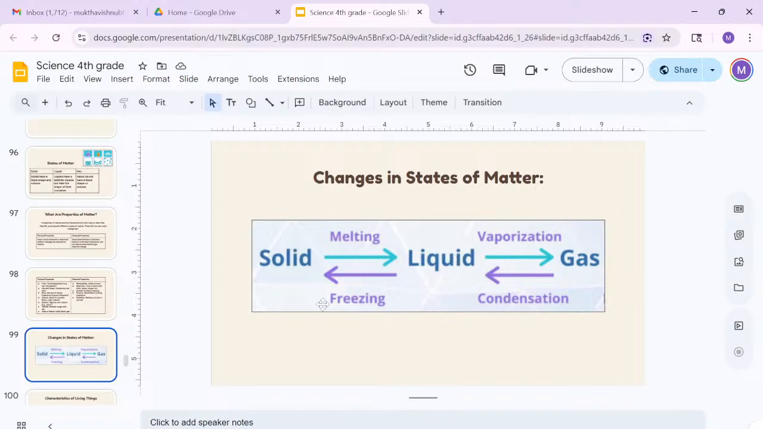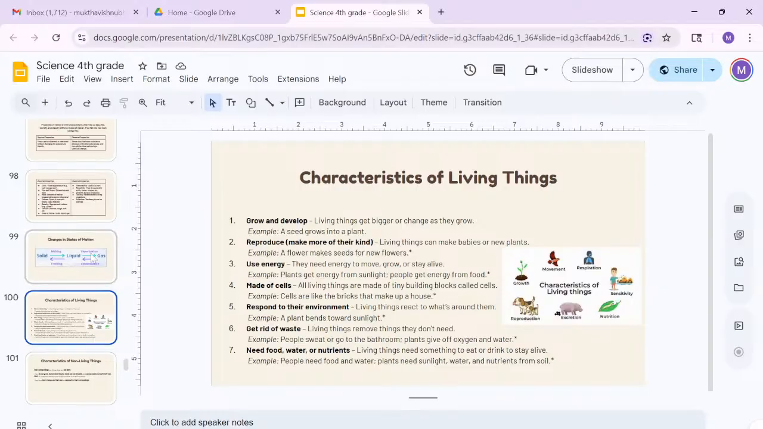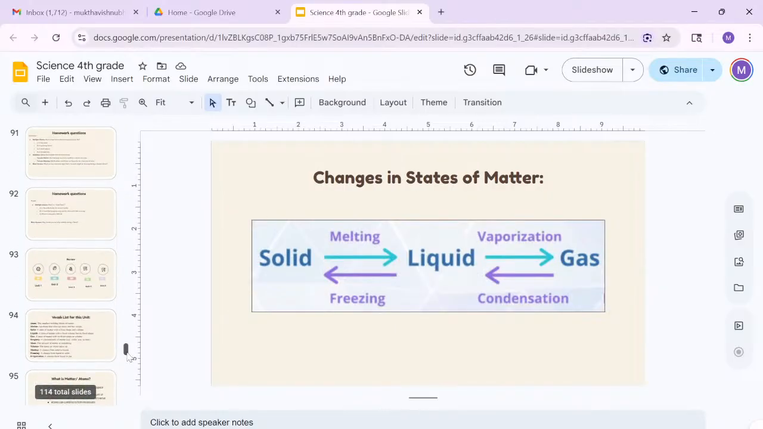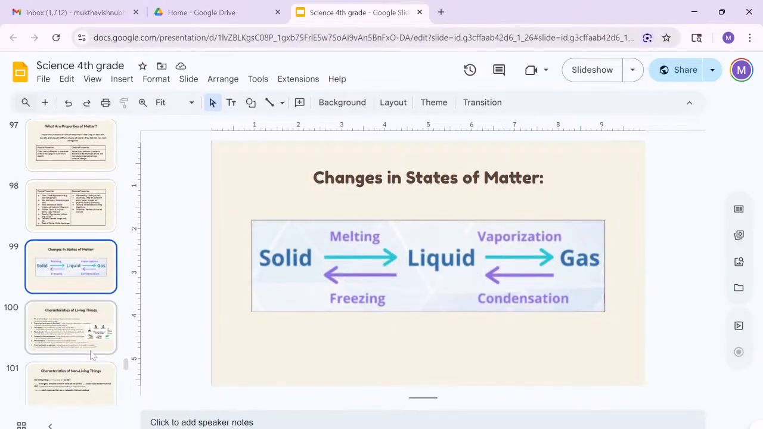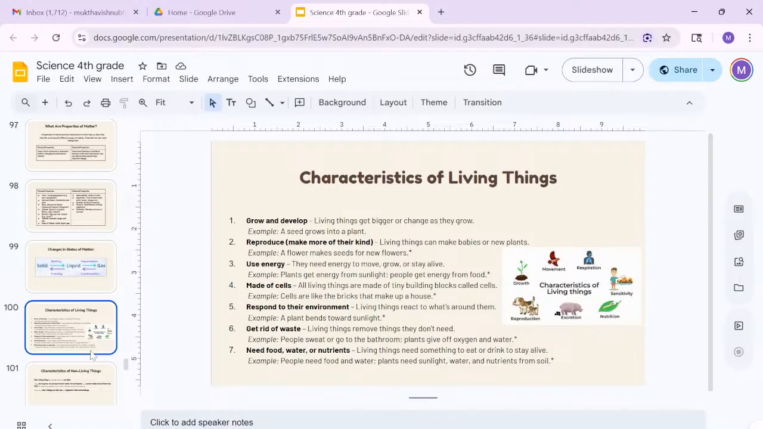And liquid to solid is freezing. We went over this a little. And that was everything for the first unit. We're going to do practice problems at the end. So, yeah.